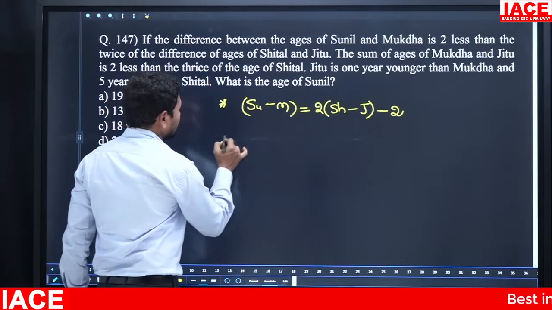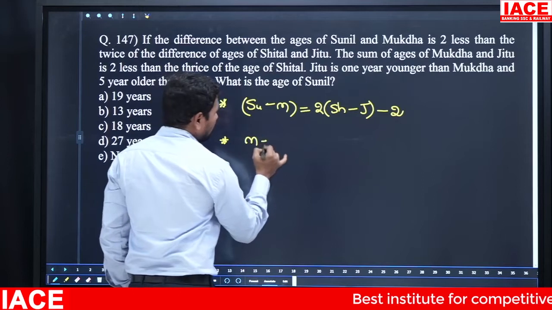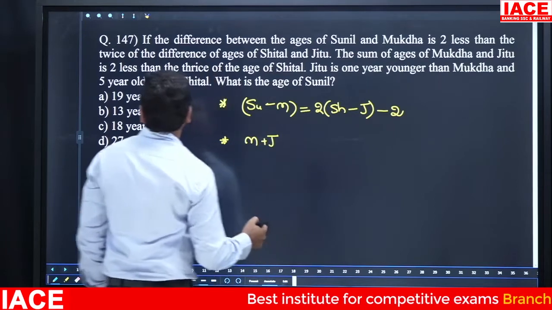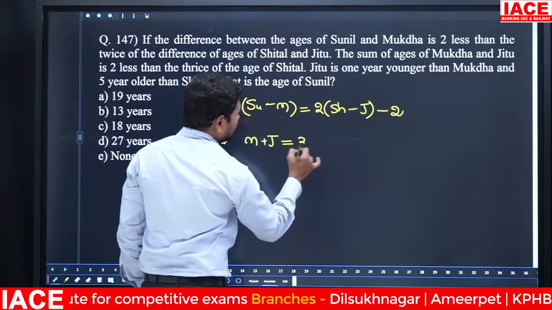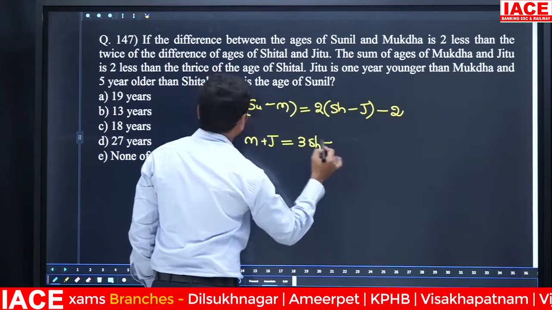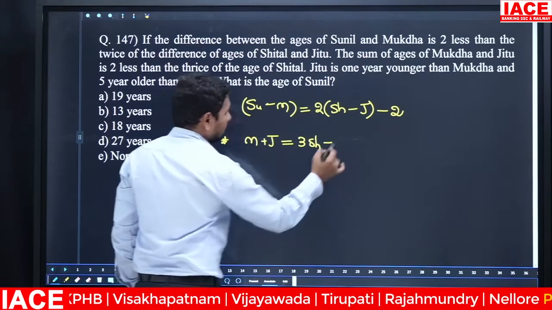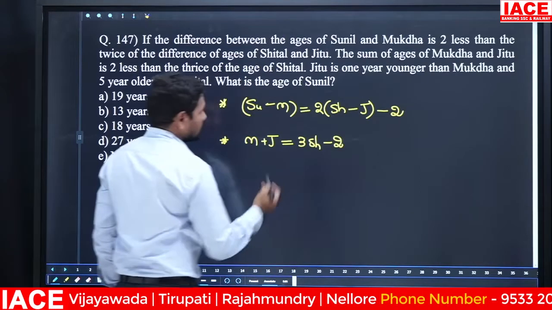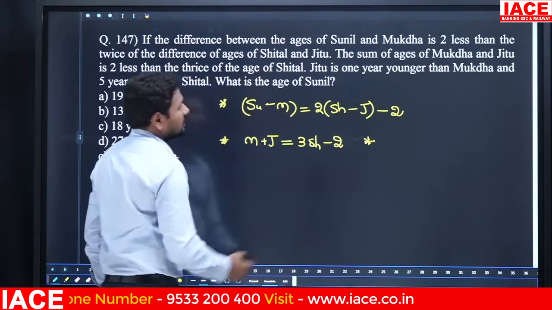And coming to the second equation, the sum of the ages of Mugdha plus Jitu is 2 less than thrice the age of Sheetal. Thrice the age of Sheetal, how much less? 2 less. Okay, this is the second equation, and we'll write a third equation. The third equation is what here?